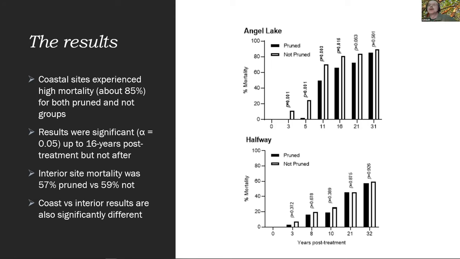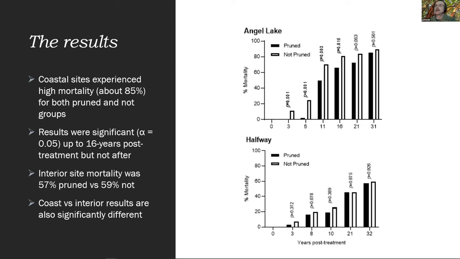The halfway site, the graph down below, shows the interior site, and you can see the survival is better, but it's still not outstanding. After 32 years post-treatment, there's still almost 60% mortality in both the treated and untreated trees. There was really no significant difference at any point in time between the treated and untreated groups over that entire period. So even though the interior sites have less rust and get better tree survival over the same period of time, it's still not something to write home about in terms of convincing a commercial forester that this is a good thing to do, that it'll pay off in the long run. It's just not there. The evidence is not showing you that.